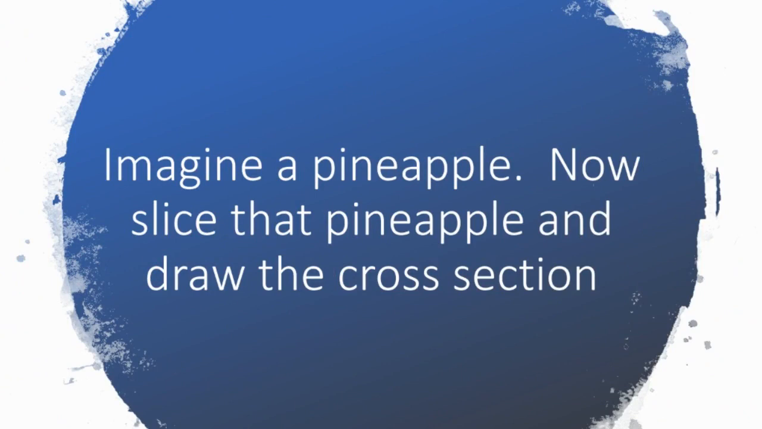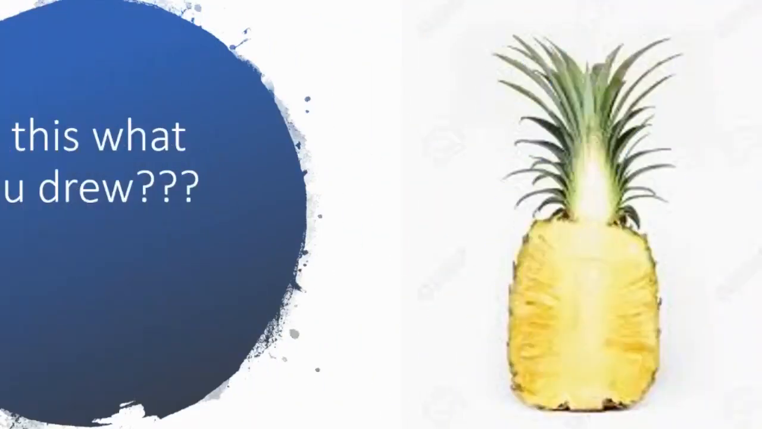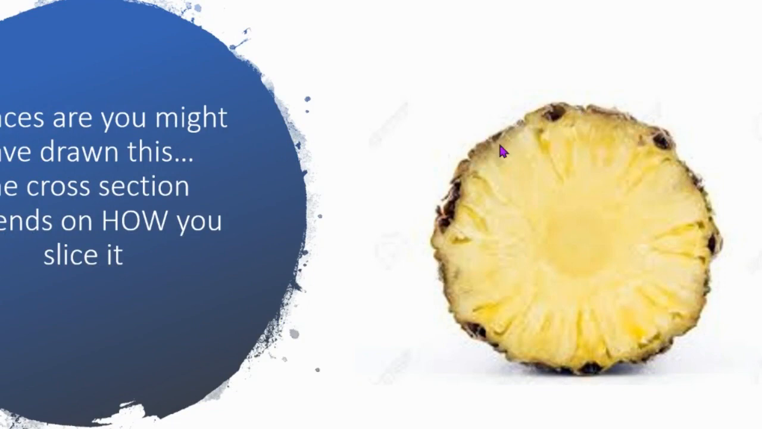So imagine a pineapple. Now slice that pineapple and draw the cross section on your paper. It does not need to be big. Pause the video until you're done. Okay, you should have drawn a cross section of a pineapple on your paper. Is this what you drew? I mean, chances are this is not what you drew, but this is one cross section of a pineapple. It has been cut, and that is what you see when you cross section a pineapple that direction. But chances are this is what you might have drawn. This is the normal way to slice a pineapple. So the cross section that you get depends on how you slice it.